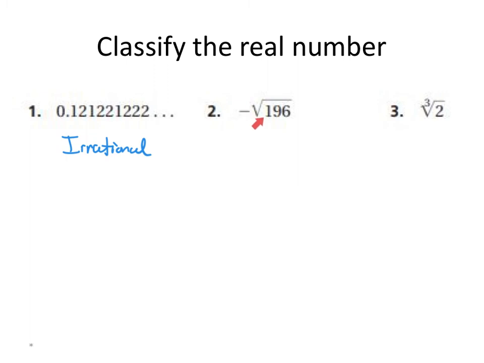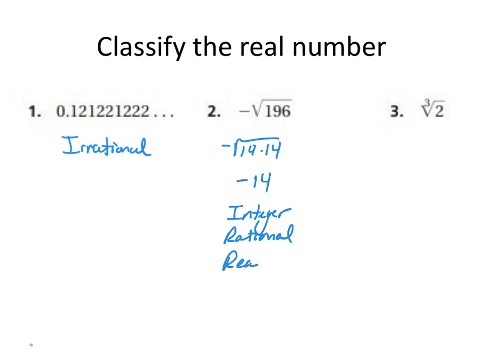Negative square root of 196. Well, I know right off the bat, 196 is a perfect square. It is 14 times 14. So it's really the square root of 14 times 14. And if I take the square root of 196, I'm going to get 14, and I'm going to add the negative that's in the front of it. And now as I classify this, I know negative 14 is an integer. It's also rational. And now the next category is it belongs in the real numbers. Oh, and doesn't that mean this first one is also a real number?